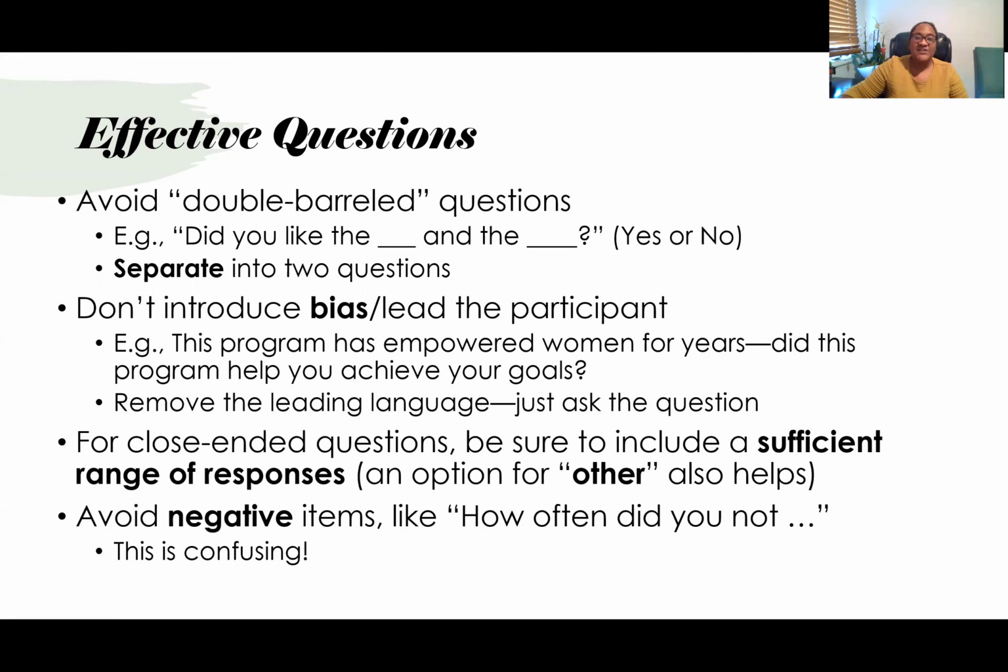For close-ended questions, be sure to include a sufficient range of responses and include an option for other in case a participant doesn't see the option that fits best for them. You don't want a participant to skip a question or become frustrated with the whole survey because they don't see an answer that fits best for them. You should also avoid negative items like, how often did you not? This is confusing.